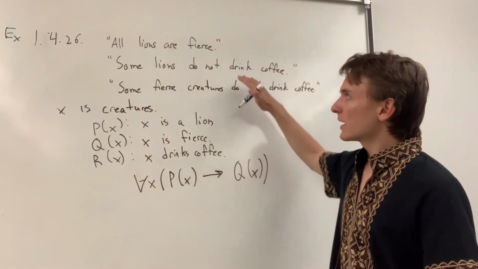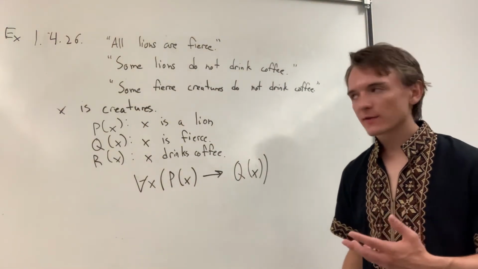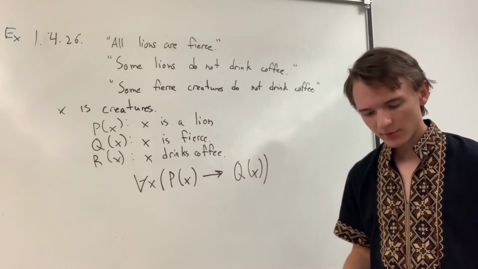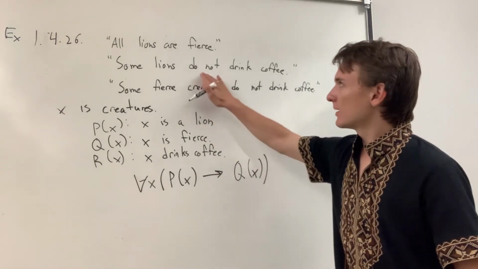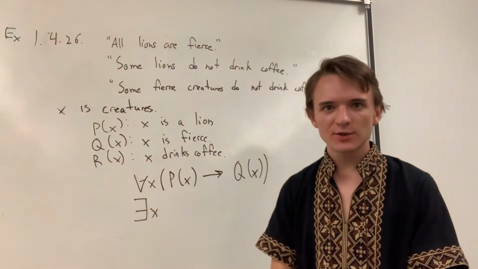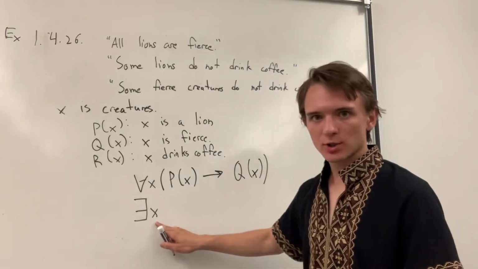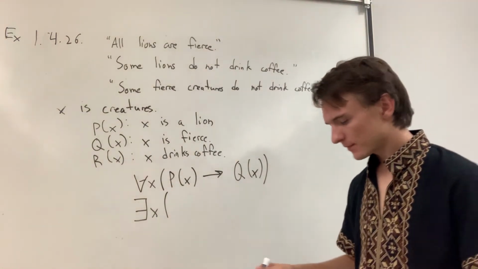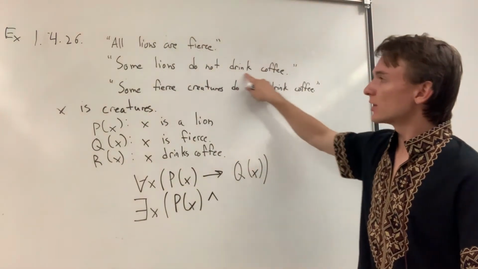Okay, so the next premise, some lions do not drink coffee. Well, again, there's a key word there, some. When we have the word some, usually that means we're going to be using the existential quantifier. There exists some creature that does the following. You can remember it's the existential quantifier because it looks like a backwards E. So there is some creature, maybe even some creatures, where that creature is a lion and does not drink coffee.